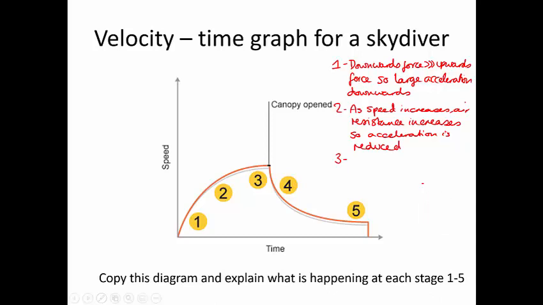That gets to point 3, and that's where we're about hitting our terminal velocity. So the air resistance eventually becomes equal to the downward force, the force of gravity. When that happens, the acceleration becomes 0, and that means that we hit our terminal velocity.